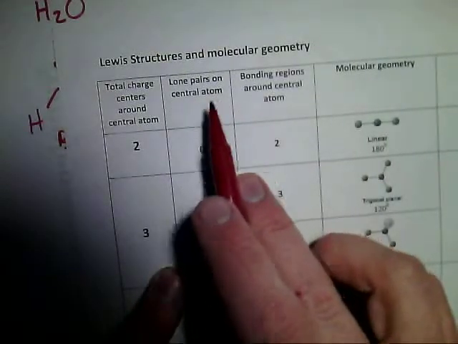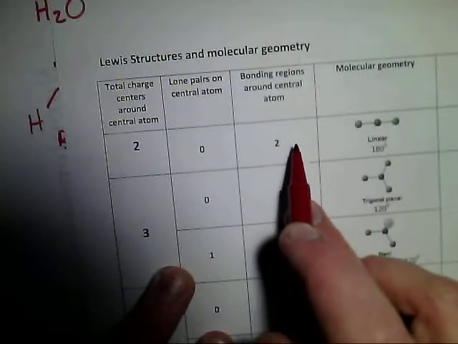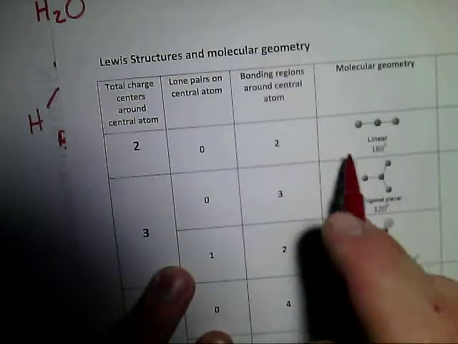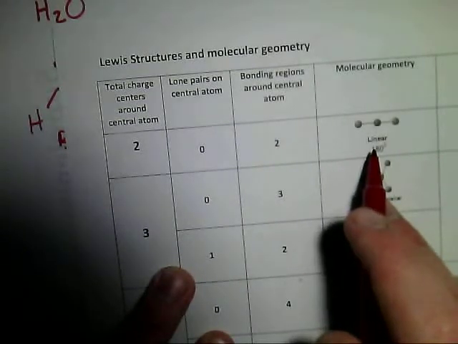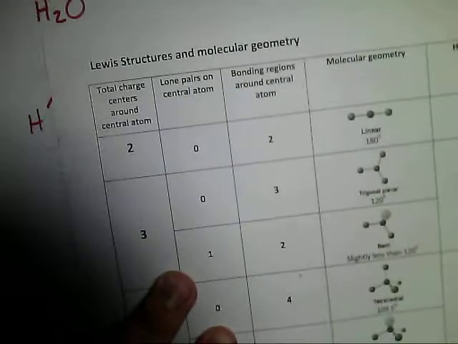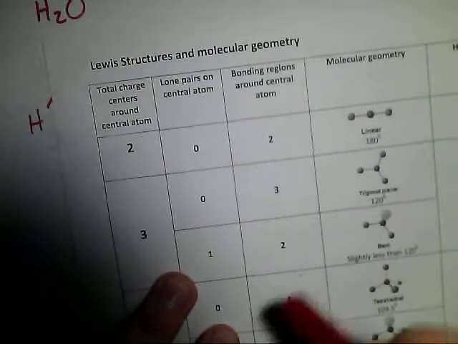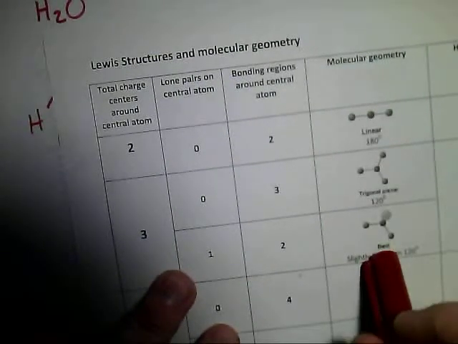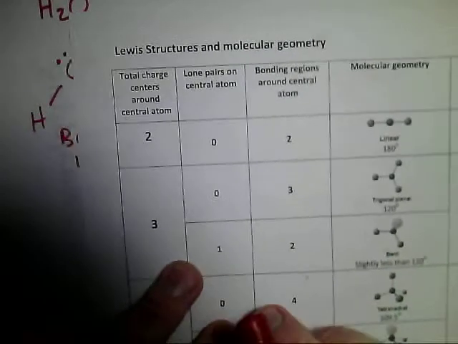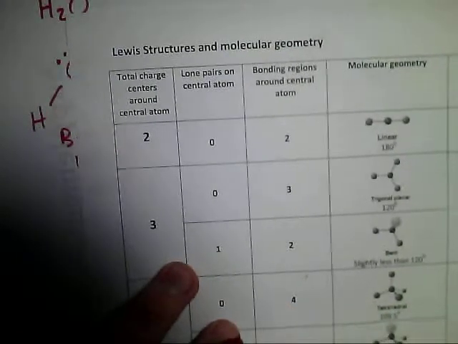Consult our chart. Lone pairs in the central atom, 0. Bonding regions around central atom, 2. That is a shape called linear. So that's how you use your model kits. That's how you determine your molecular geometry. Go ahead and make sure you build each and everything on there. I think it will really help you understand the shapes of these molecules as well as polarity.